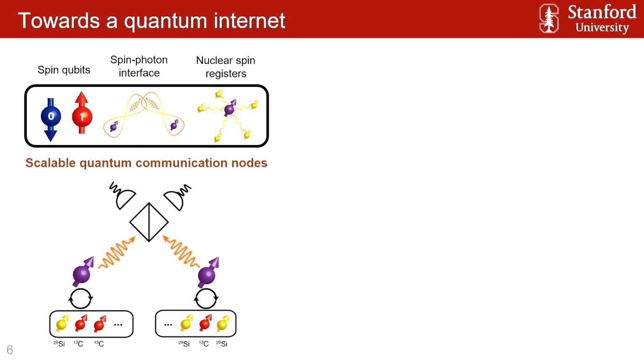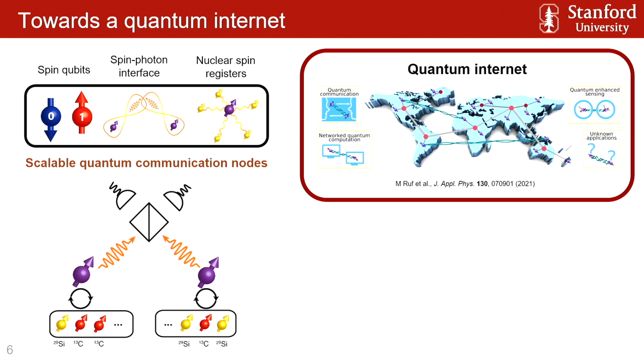So we have this amazing platform where we have these nice spin qubits, this interface to light, these local multi-qubit registers, and we can think about building scalable quantum communications nodes, which is what really excites me, where we can mediate entanglement at distances using photons, and then we can store that entanglement in these long-lived registers. And this is extremely important when we think about building things like a quantum internet, where we want to distribute entanglement over large distances and store it for long amounts of time. For everything from distributed sensors to ultra-secure communications to modular quantum computation, linking quantum computers together using light.